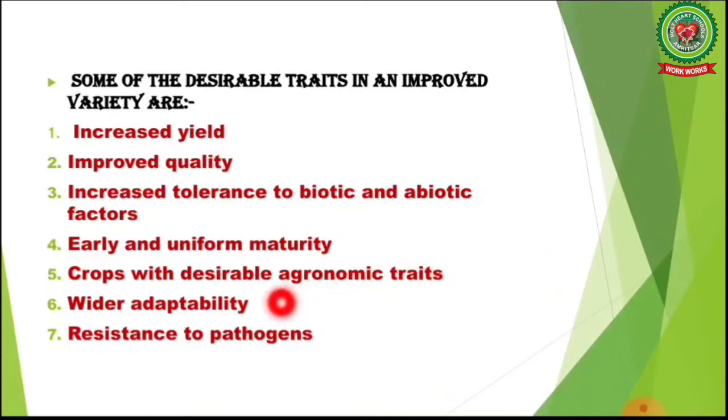Next is wider adaptability. The environmental conditions like weather, soil, or temperature keeps on changing. There is a need to develop crop varieties that can withstand and have a wider adaptability to the environmental conditions. It will reduce the risk of crop failure due to change in the environment conditions. Next is resistance to pathogens. Improved varieties resistant to pathogens like viruses, fungi, and bacteria that cause diseases.